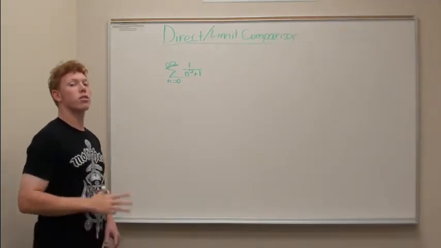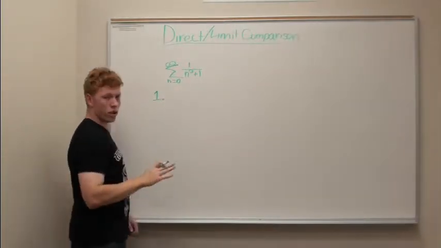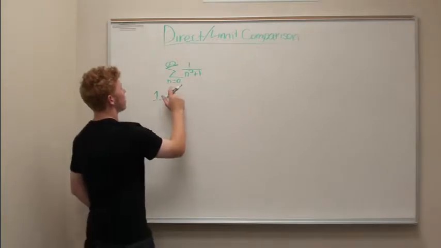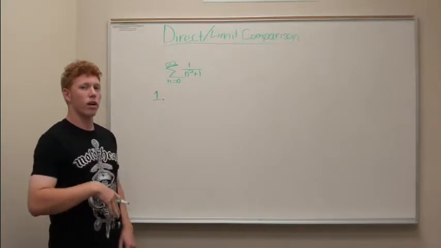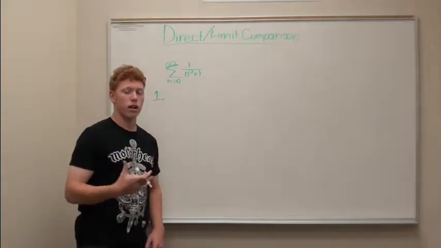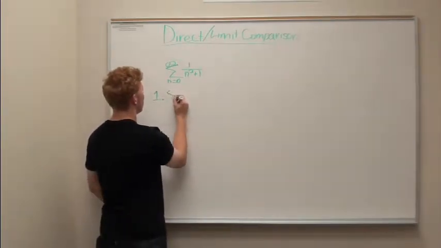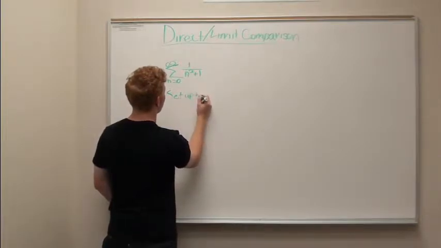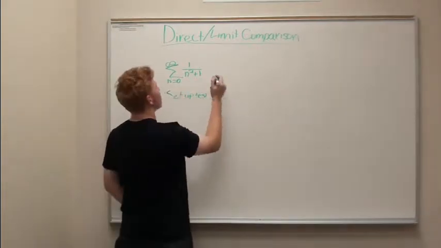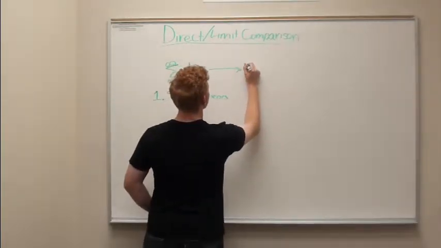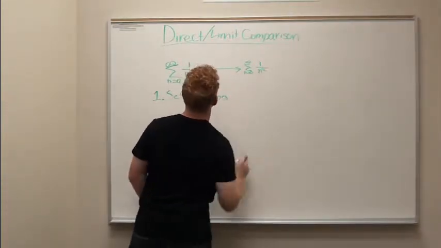And with the direct comparison test, there are 3 steps. The first step is, first off, examining the original series and creating a test series that is either a harmonic or p-series that would be easy to test the convergence or divergence. Now, for this series, an easy test series would be same bounds, however 1 over n squared.